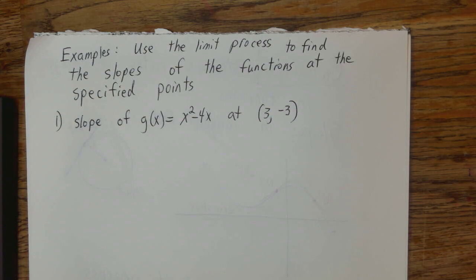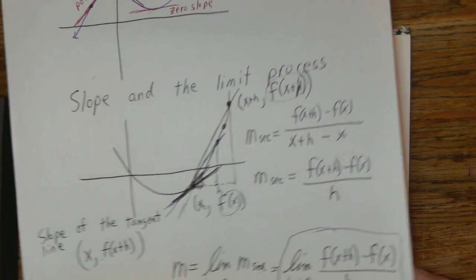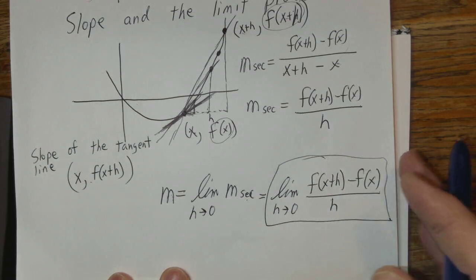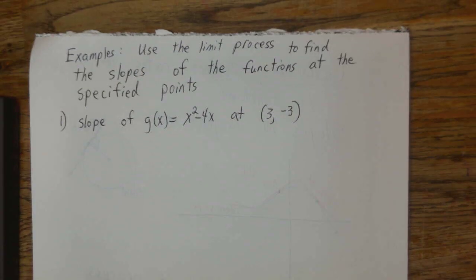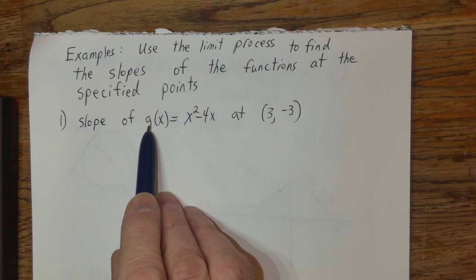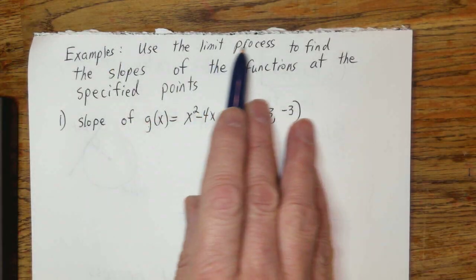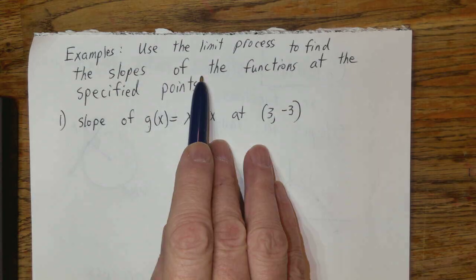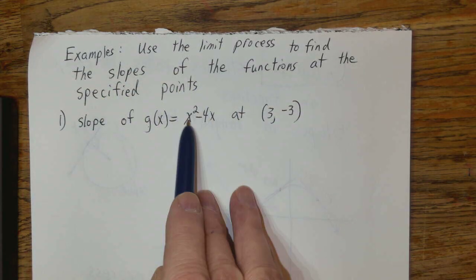Okay, so we've looked at the notes. We know we have this guideline for finding the slope of tangent lines, and I'm going to work through several examples here. I've got this function g of x, so we're going to use this limit process on the other side to find the slopes of the functions at the specified points.